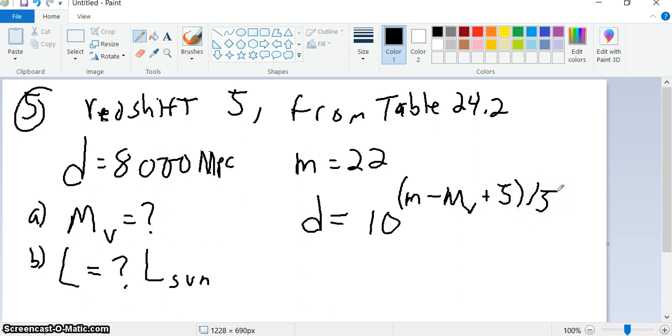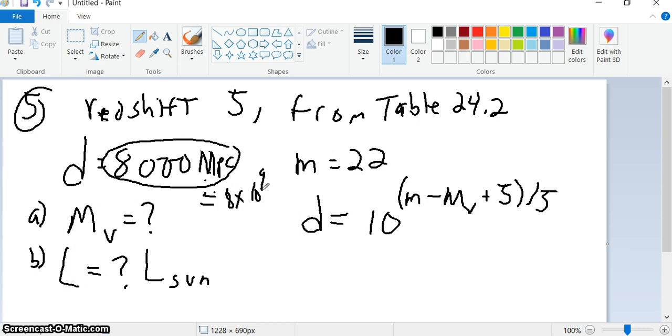And so then you play the same game. You take the logarithm of both sides. But this time we know what the distance is. This would be 8 times 10 to the third, and then mega would be 10 to the sixth. So 10 to the third times 10 to the sixth, you just add the exponents. Another way of writing this distance would be 8 times 10 to the ninth parsecs.